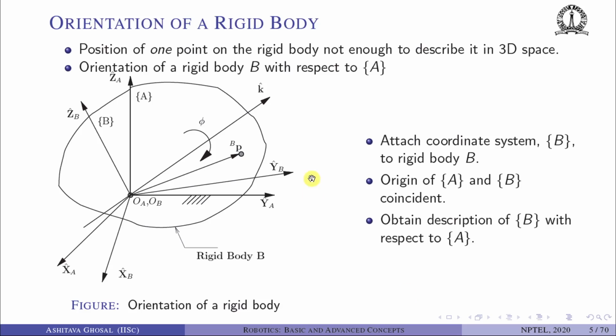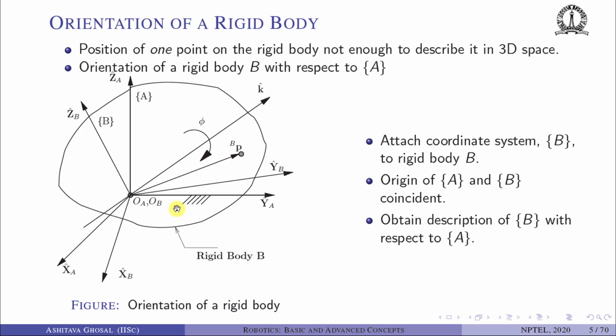We need something called the orientation of a rigid body with respect to the reference coordinate system. So how do we describe the orientation of a rigid body B? First we attach a coordinate system B to the rigid body B. This is the rigid body B. We have a reference coordinate system XA, YA, ZA and an origin OA. We attach another coordinate system XB, YB, ZB with the origin OB on the rigid body. Now we are only interested in the orientation right now, not in the translation.